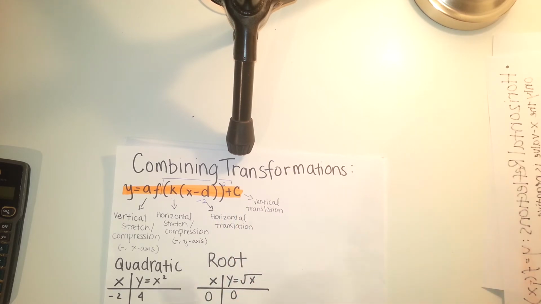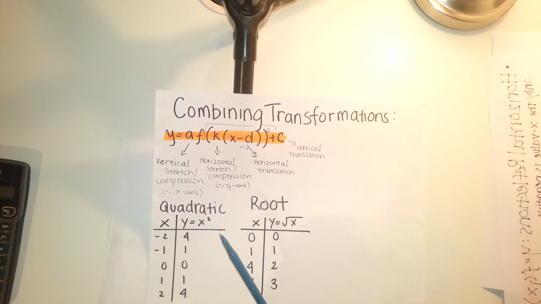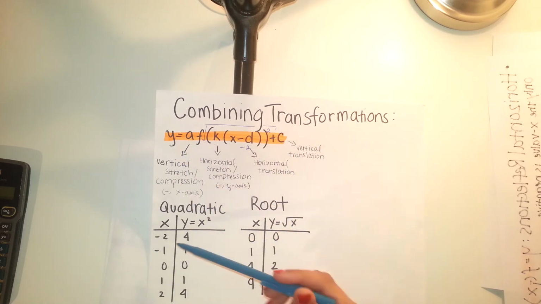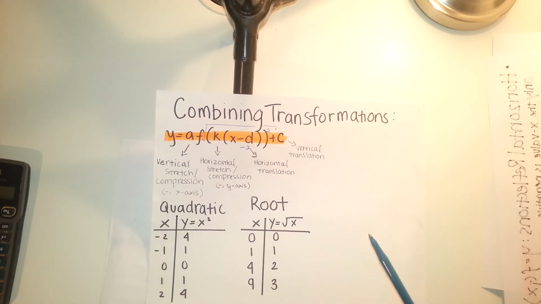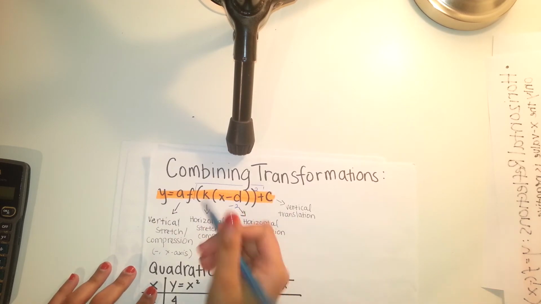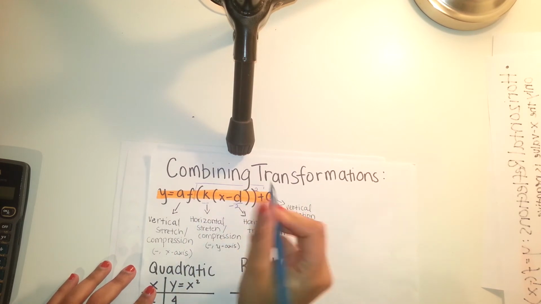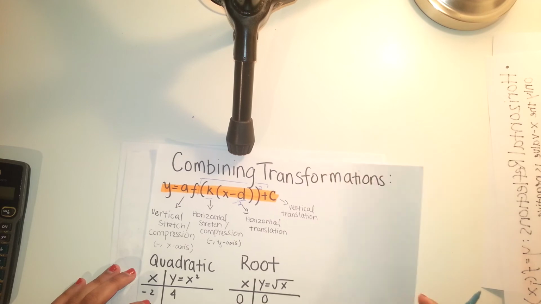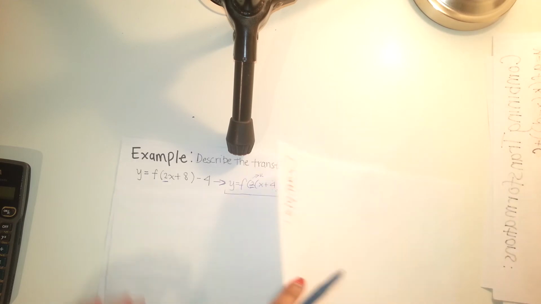Okay, so these are your key points, quadratic functions and root functions, and you would apply these values to the x and the y values to find your graphing points. So k and d would be your x values, and a and c would be your y values. Okay, that's all you need to know for that. We're going to move on to the question.